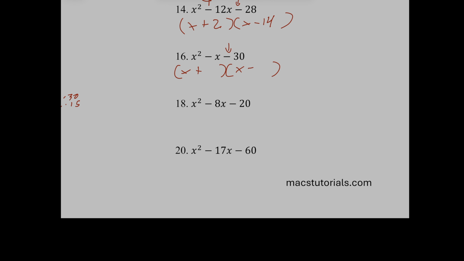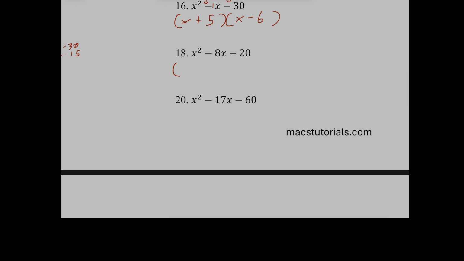Signs are different. What multiplies to 30 and adds to, what is that? That's a 1. They have to be consecutive numbers. What consecutive numbers multiply to 30? It's 6 and 5. Okay, the 6 will get the negative, and the 5 will get the positive.